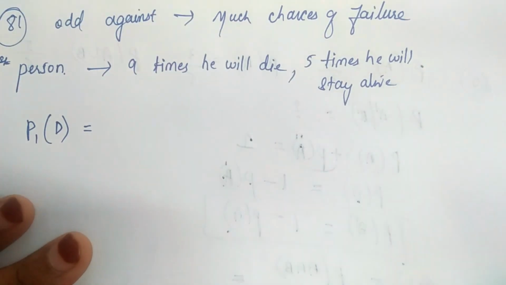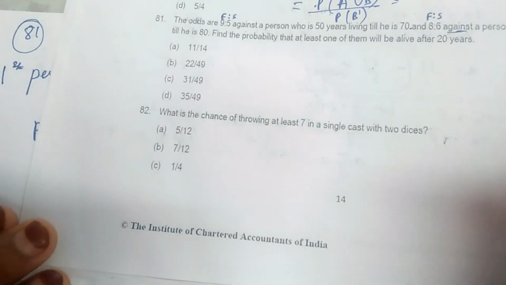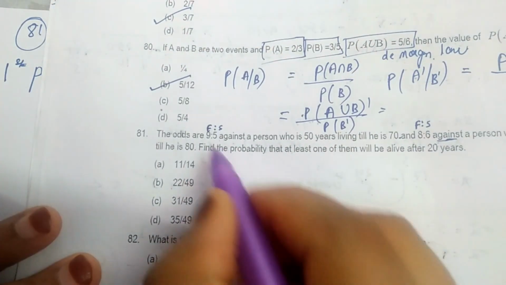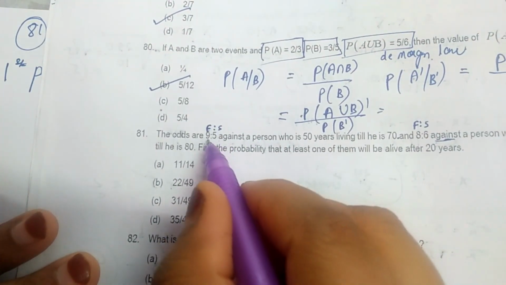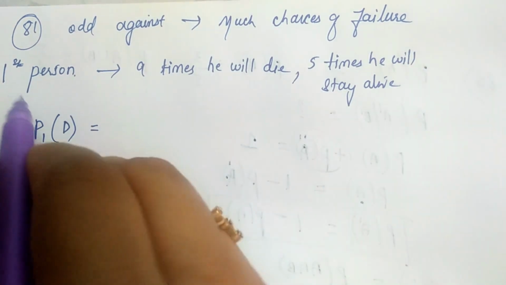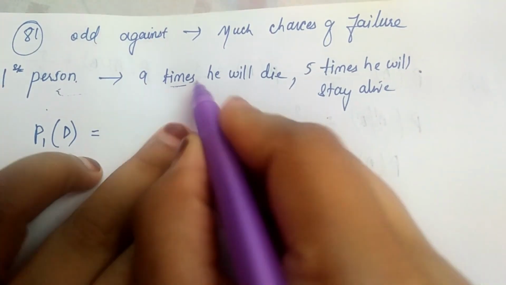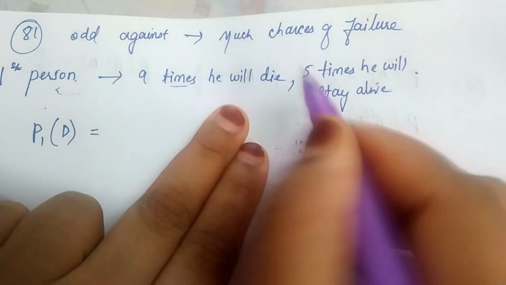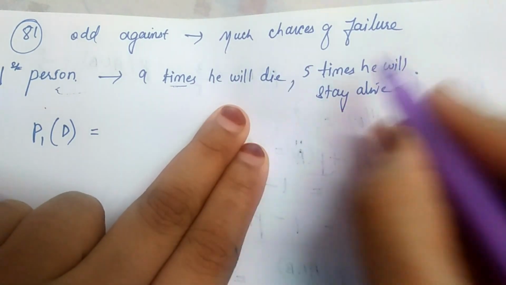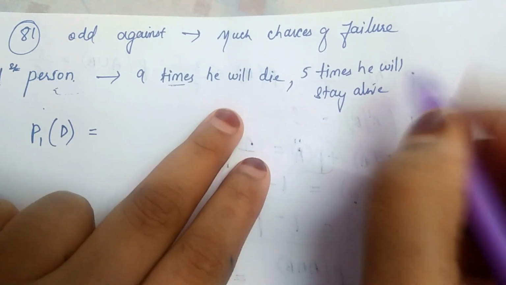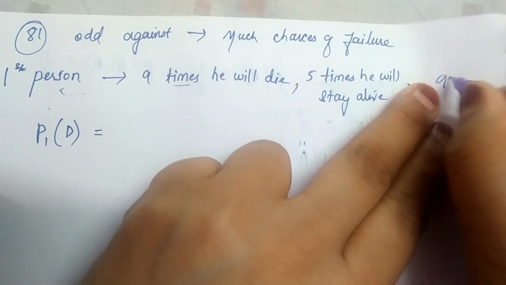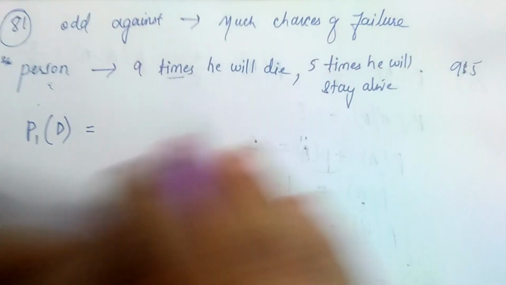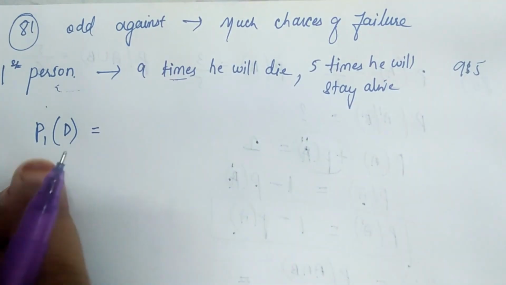So I have framed that in my notes. Okay, so the chances of dying for that person are more. Let us take the first person. The ratio 9:5 means that nine times he will not be alive, that means he will die, and 5 times he will stay alive. This is a 9:5 ratio, right? It means that more chances are of his death.